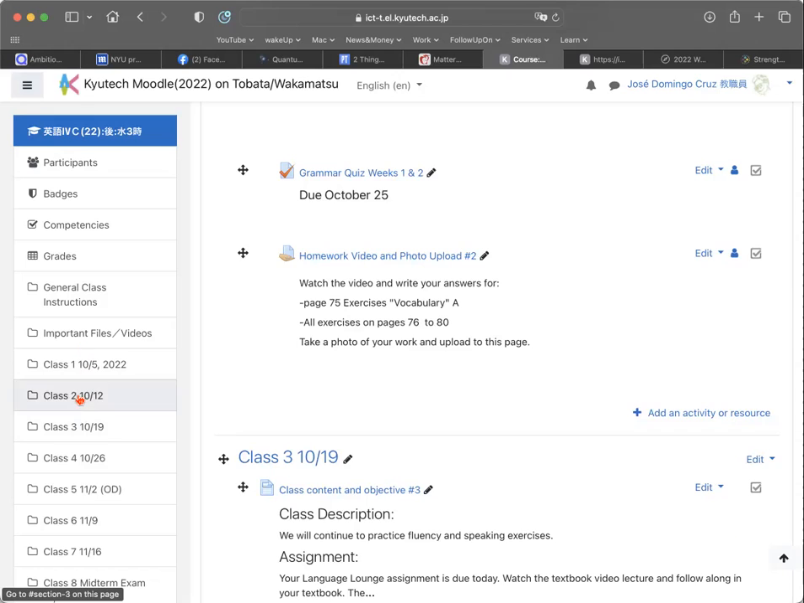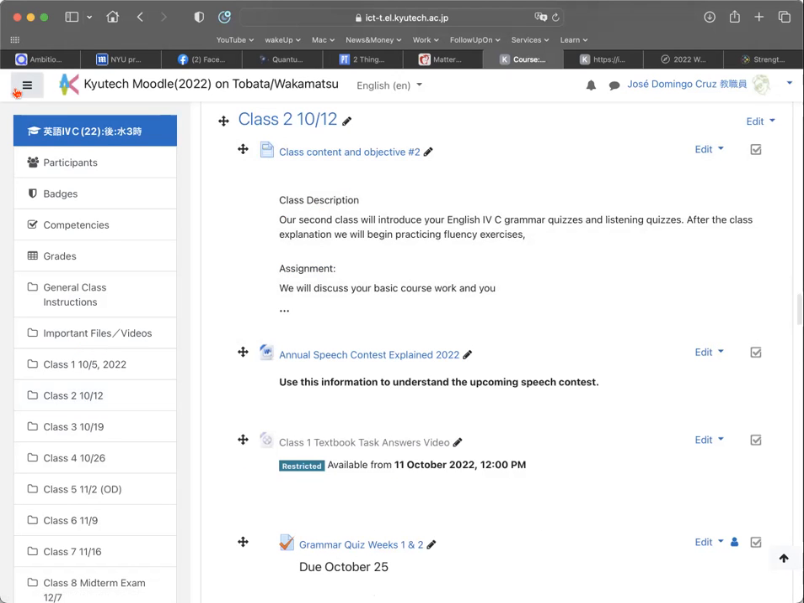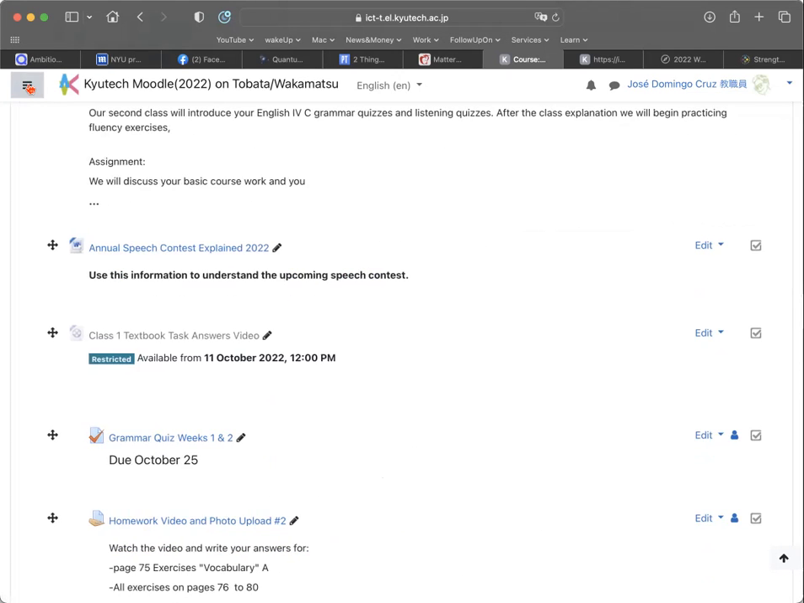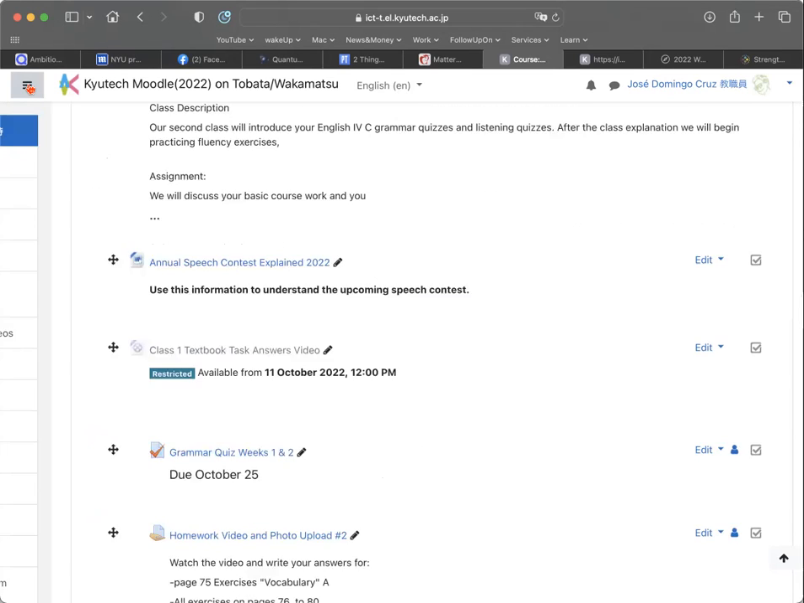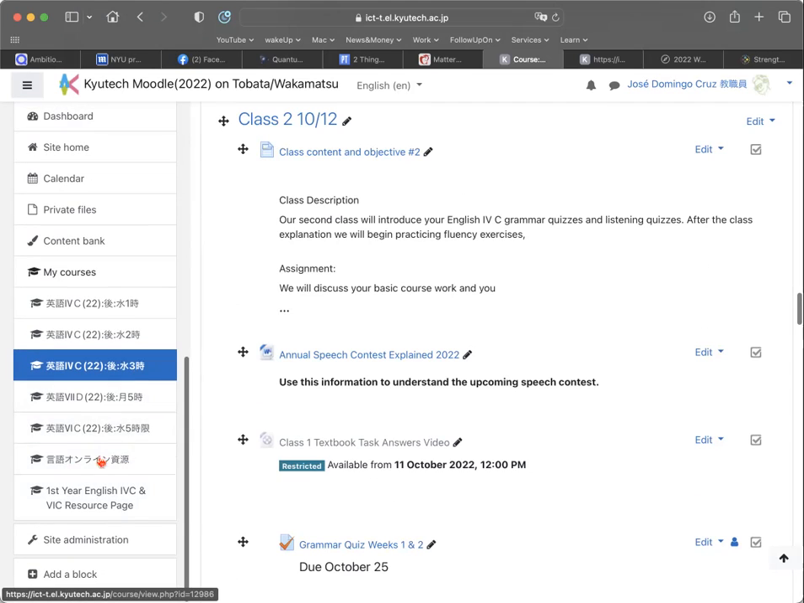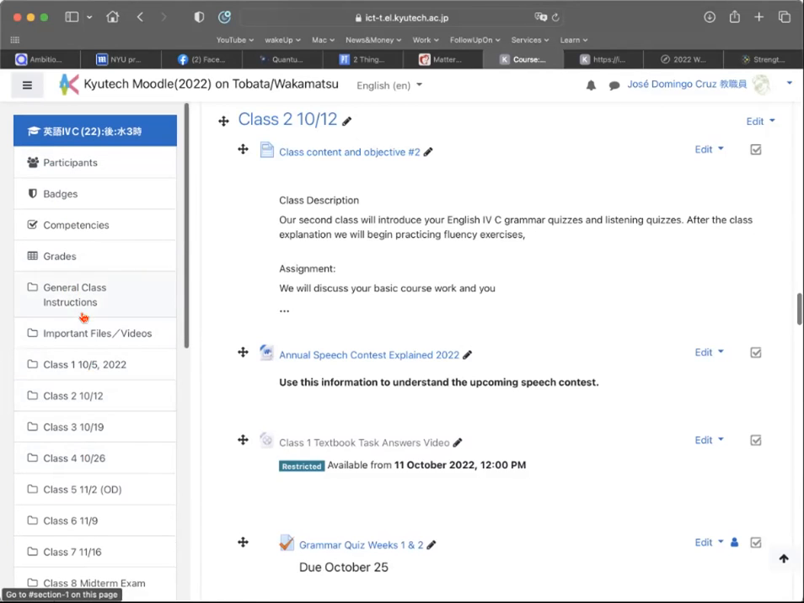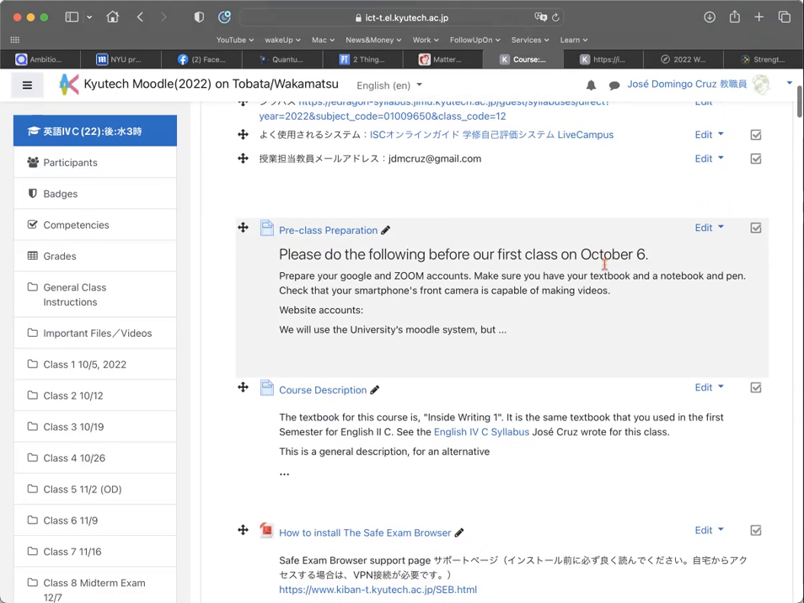Now, if you're already in where you want to be in Class 2, okay, get rid of the sidebar, and then you'll be able to see more. But if you want to go back to the sidebar, if you want to see all of your courses, all of your engineering courses, your other courses, they're all down here in the sidebar. Use the sidebar, you'll be able to move around a lot more quickly. Let's go back to the top.